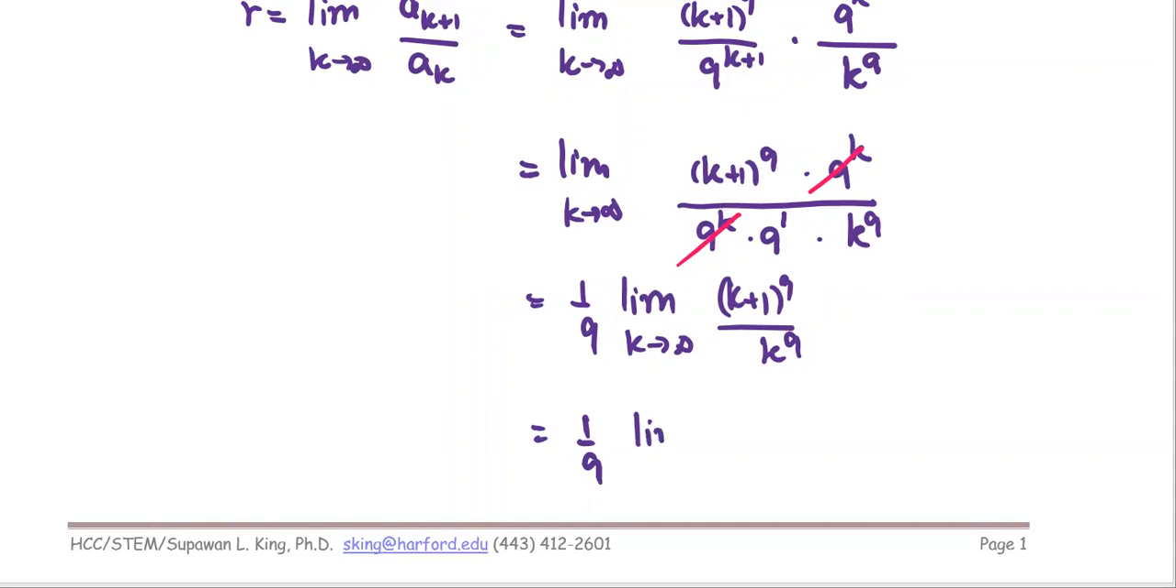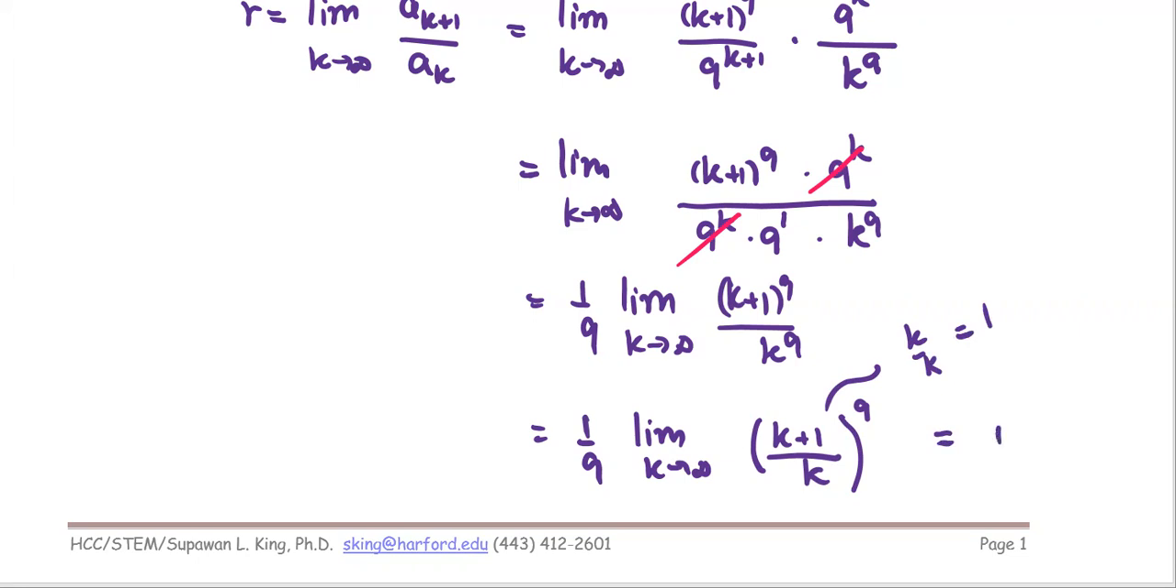Since both numerator and denominator share the same real number power, we rewrite it as (k plus 1 over k), both of them raised to the power 9. As 9 is a real number, the quantity k plus 1 over k approaches 1 as k approaches infinity, then the limit is 1 over 9 multiplied by 1, or just 1 over 9, which is less than 1. If the R value is less than 1, then we can say the series converges.